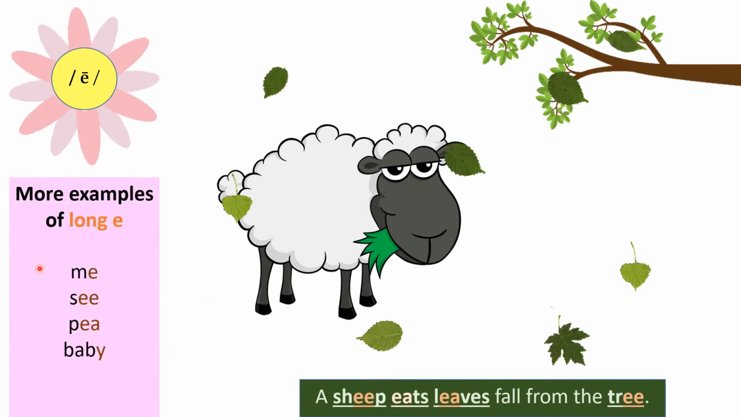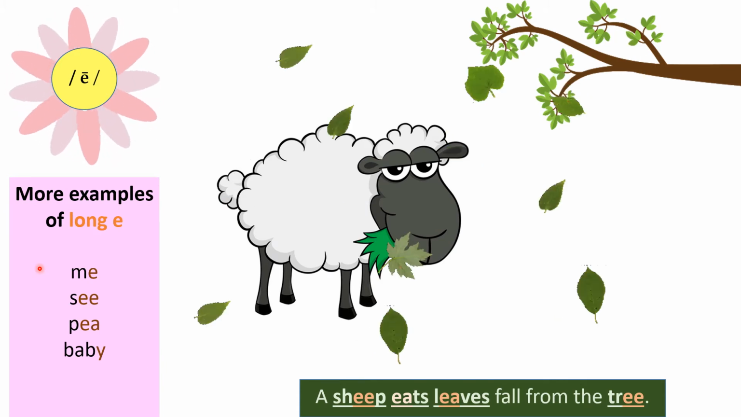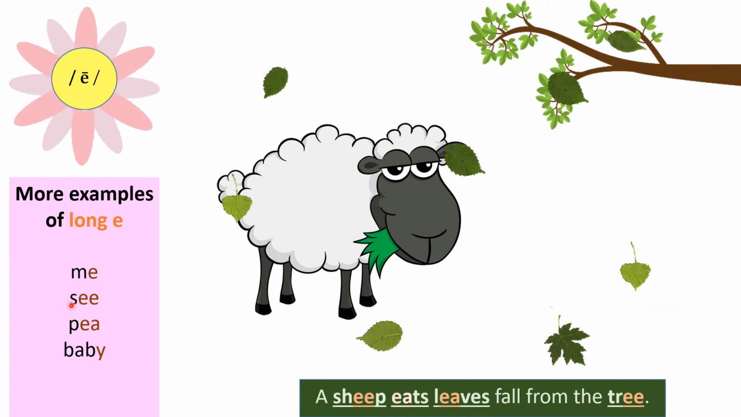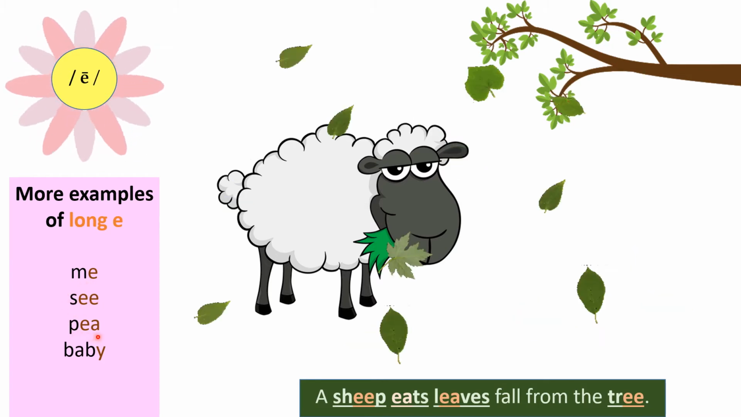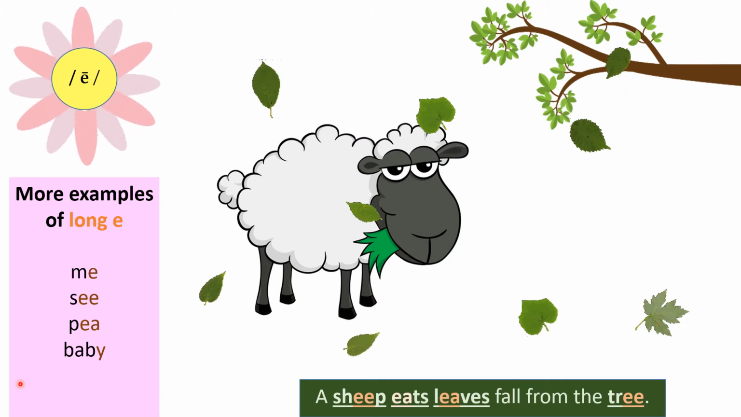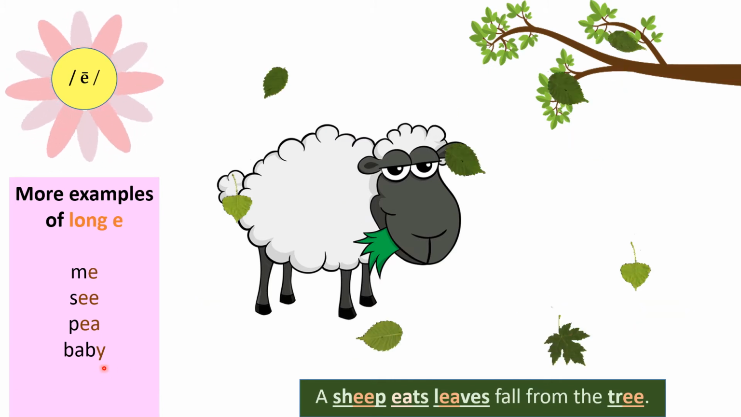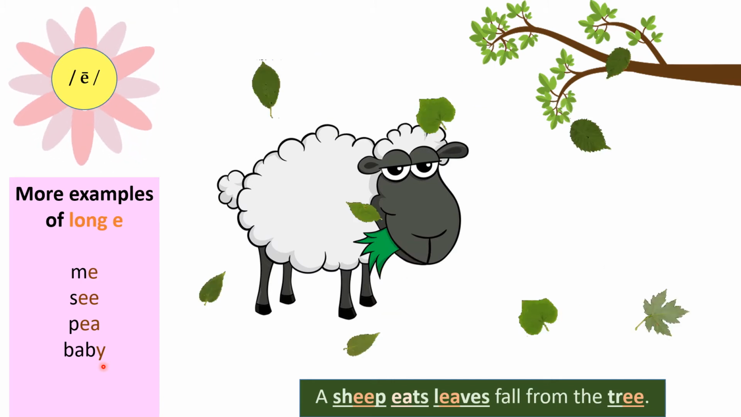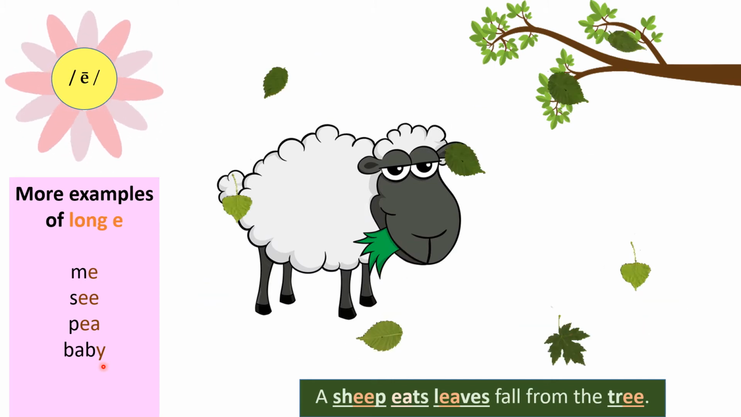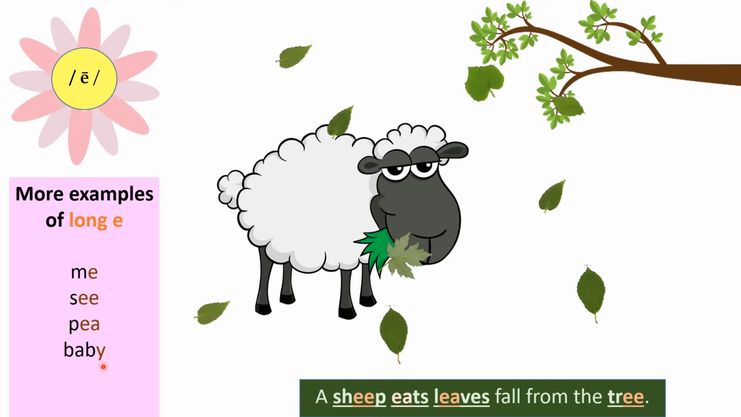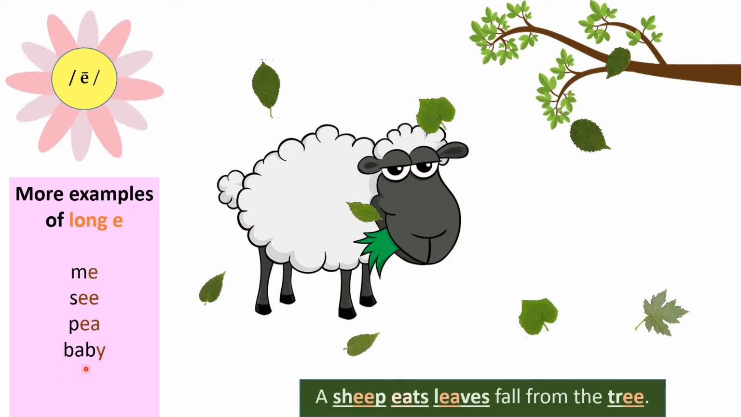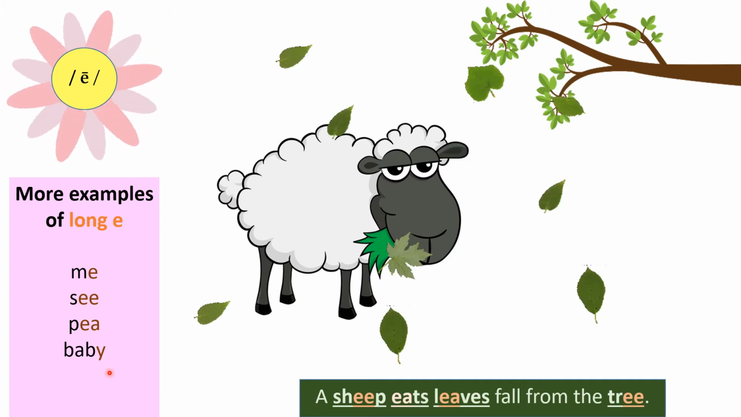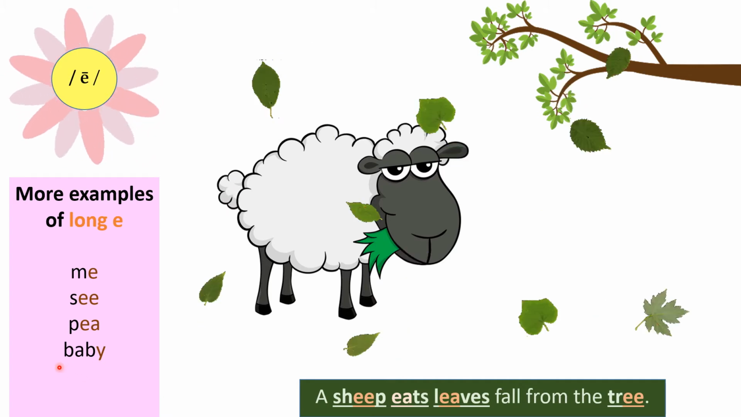Now we have here more examples of the long E. We have the words me, see, pea, and take note that if the word ends with the letter Y, the letter Y can sound like long E or long I. But this time in this word, the Y sounds like long E. This word reads as baby.